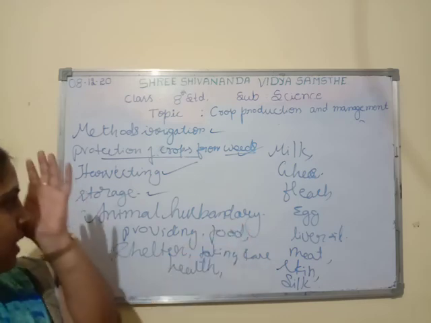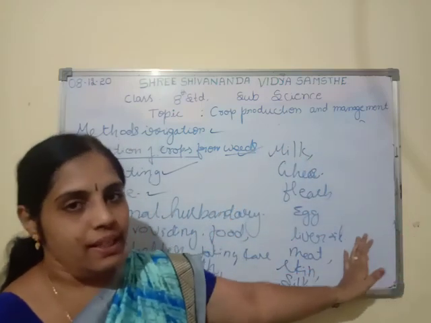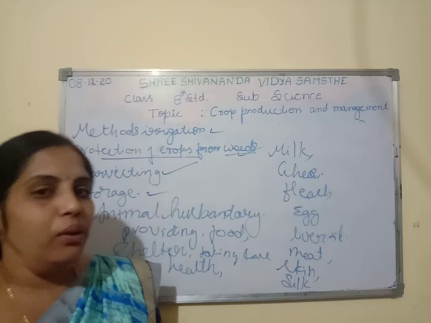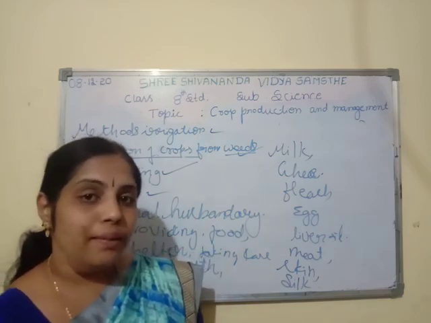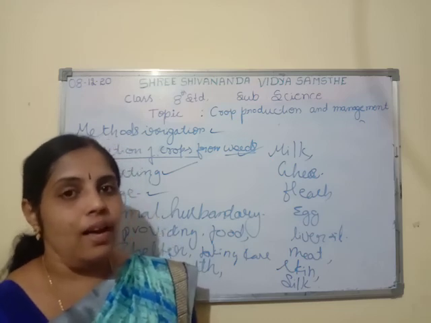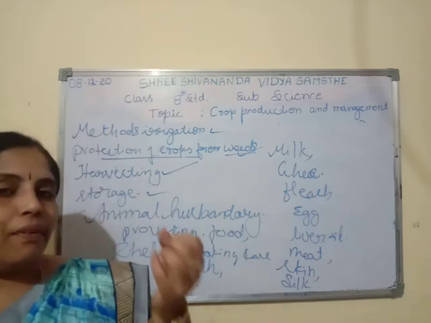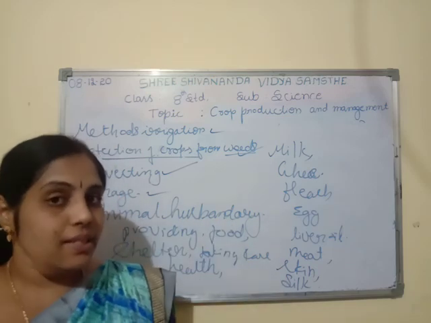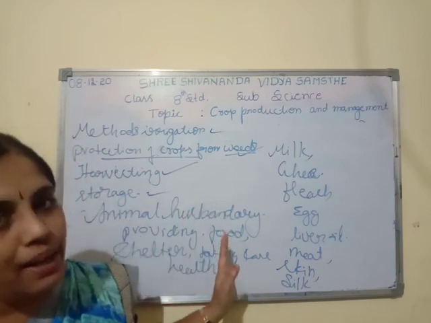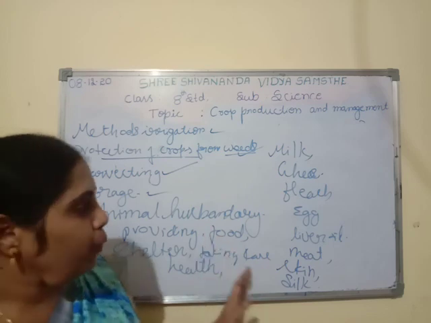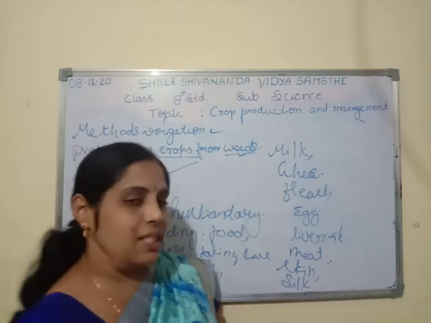Okay, by this we can complete this lesson, crop production and management. In this lesson we studied the steps involved in crop production, that is preparation of soil, sowing, applying manures, irrigation, protection of crops from weeds, and then harvesting, storage and animal husbandry. Okay, I hope you understand all the concepts in this lesson. Okay, yes children, thank you.